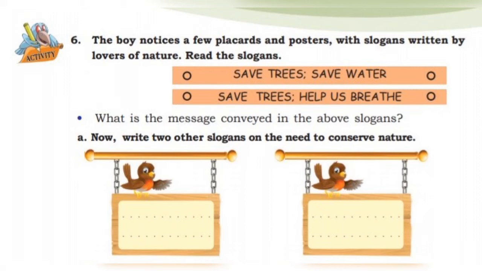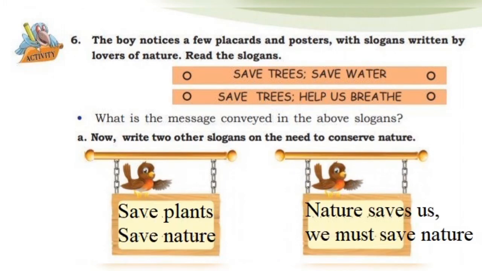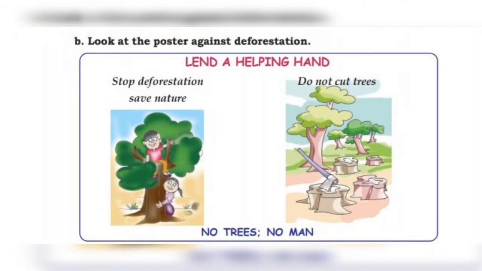So what will we write? We will write save plants, save nature in the first box, and in the second box we can write nature saves us, we too must save it. Okay, so the task B, look at the poster against deforestation. What is this? This is a poster, right? Something is written on it. Lend a helping hand. Lend a helping hand means give a helping hand. Stop deforestation, save nature. What is it written? Stop deforestation. What is deforestation? Deforestation means the process of cutting trees.